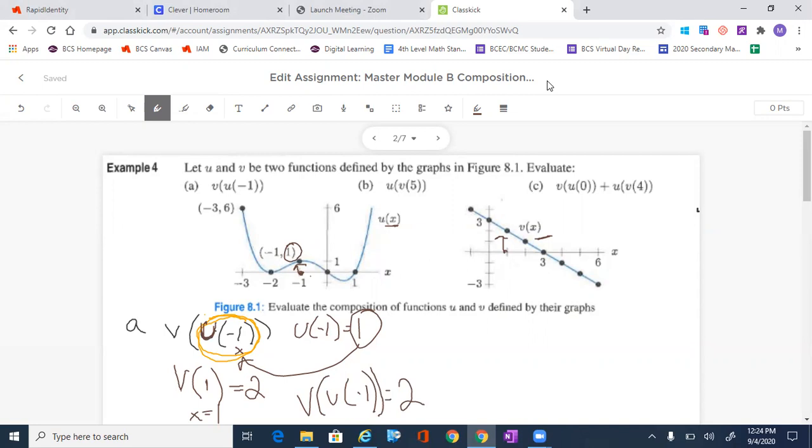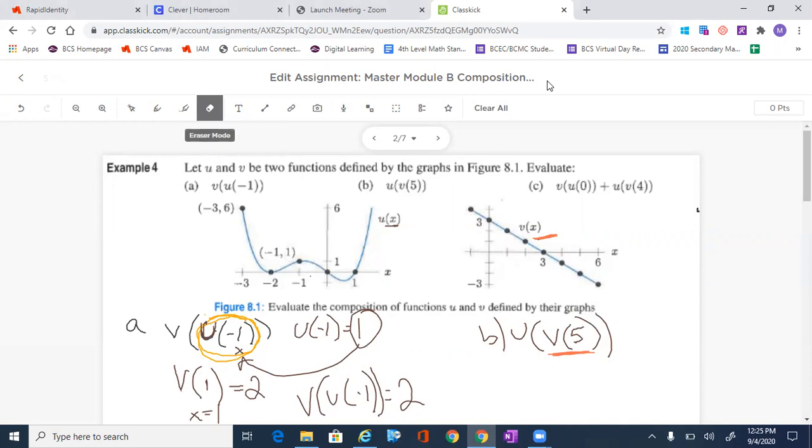Now if I go to the next one, I'm going to look at U of V of 5. That's part B. What that starts by saying is, instead of going to the U graph first, we're going to go to the V graph first. So we're actually going to come over here to start, and we're going to look at the X value on the V graph.